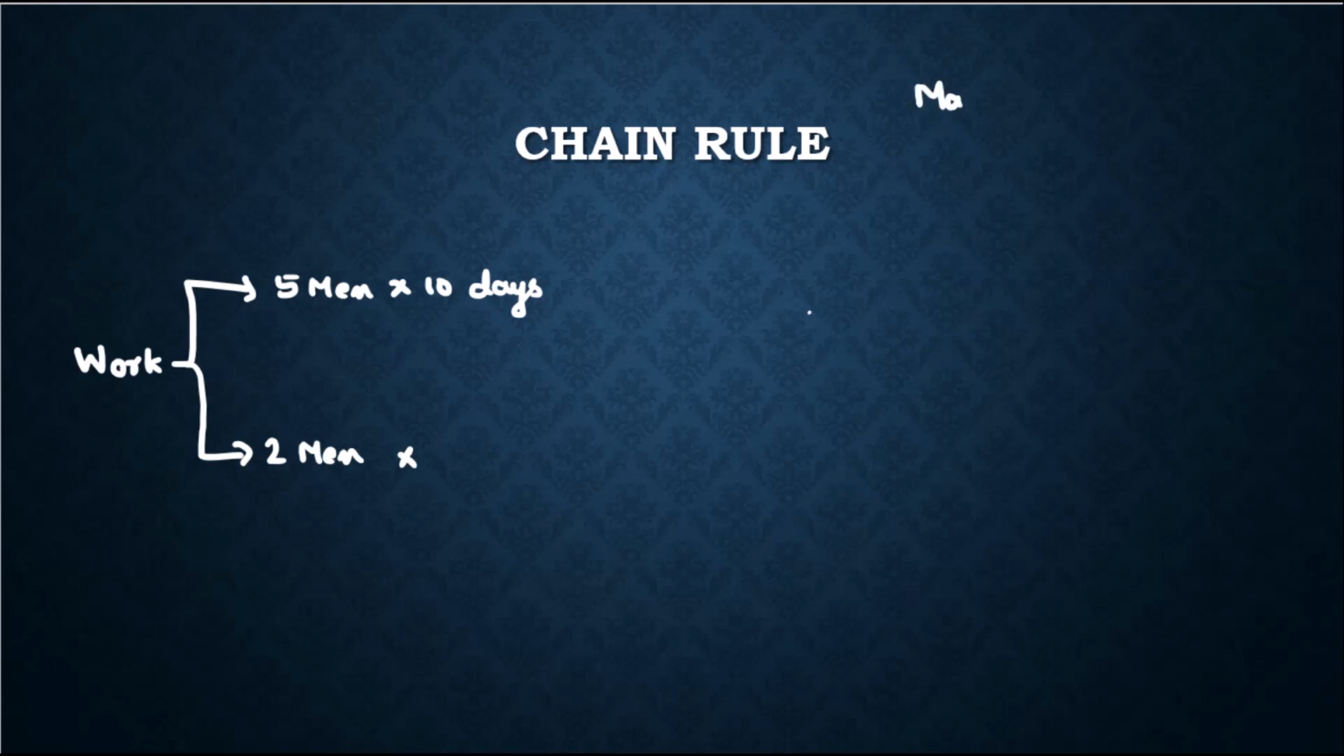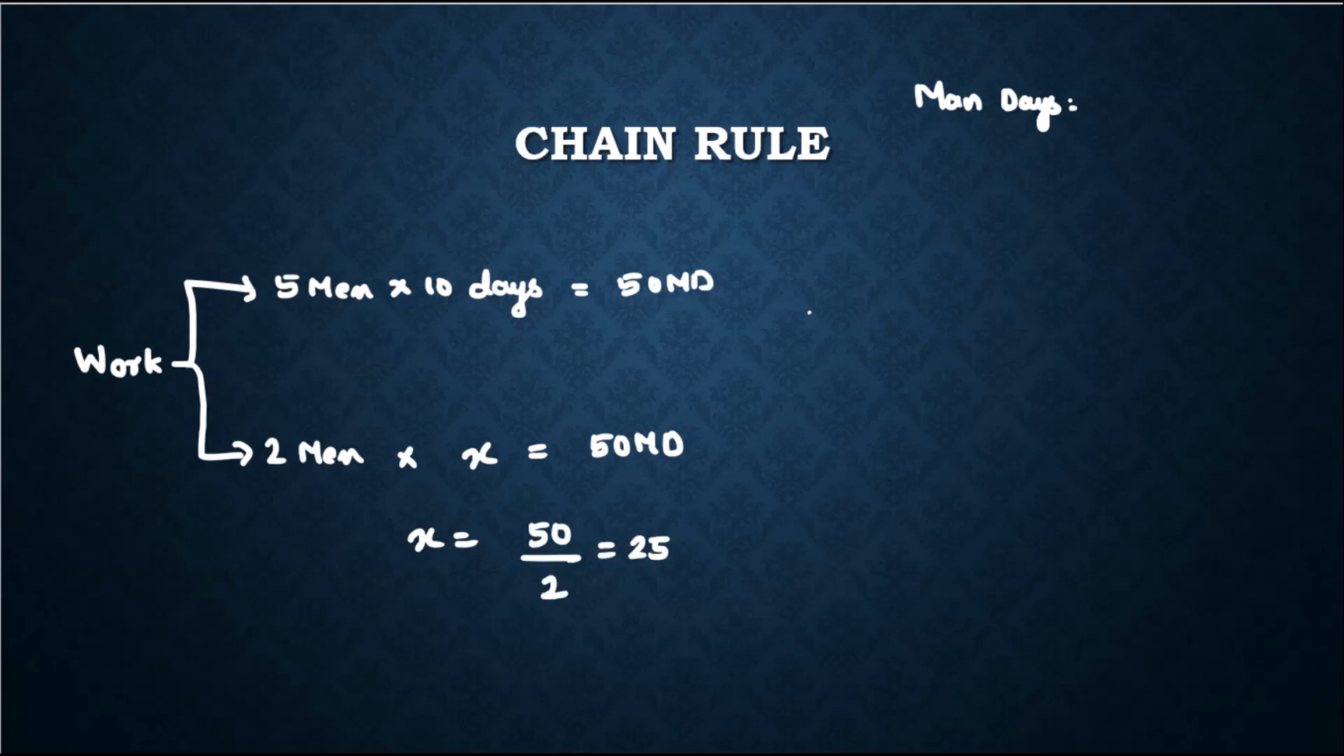So here we will be using a concept called man days. That means number of men working for how many days. That means 5 men working for 10 days is called 50 man days. So the 50 man days is the amount of work which has to be carried out. So we have to see in how many days 50 man days of work can be completed by 2 men. So x will be equal to 50 divided by 2, equal to 25 days.